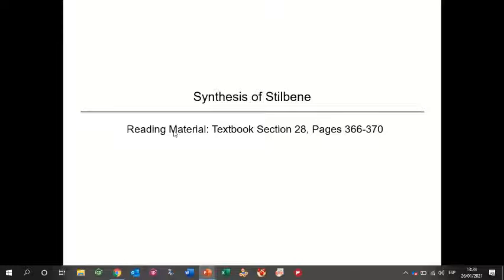As always, you can go here to the reference to go more in depth into the experiment's details as well as the mechanism, or you can also use it to study for the quizzes. So let's go ahead.